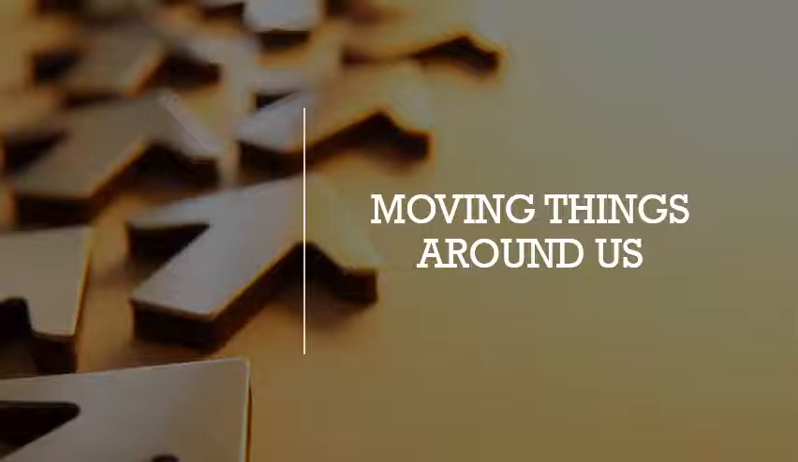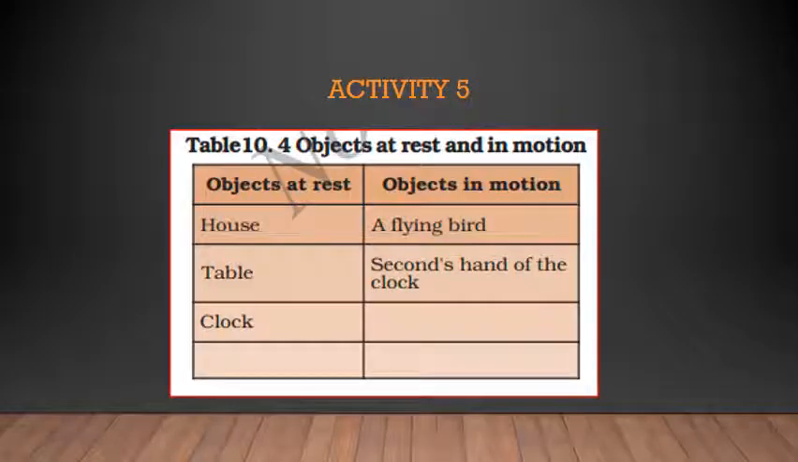I'm reading from page number 102. They have given a small activity, moving things around us, about the things that are moving around us. There is an activity 5. Think of some objects you have seen recently. List them in the table. That is 10.4, objects that rest and in motion.